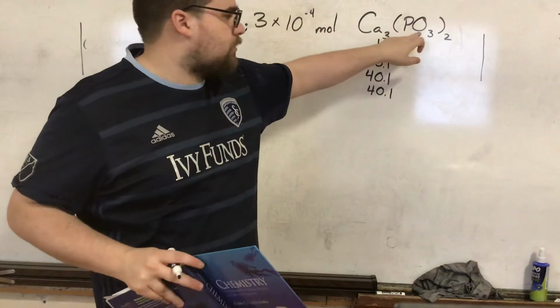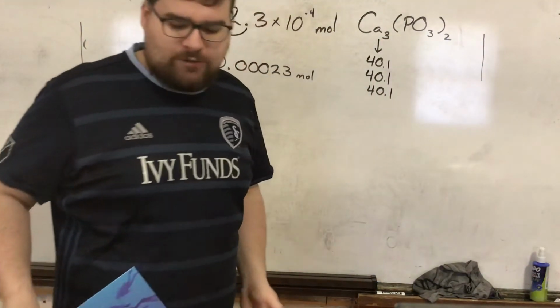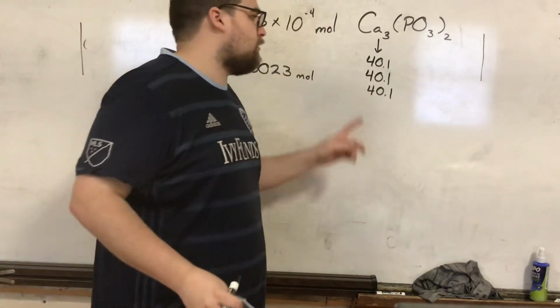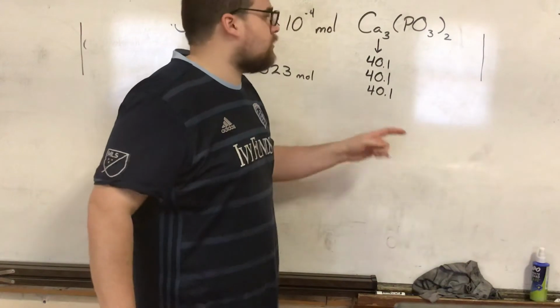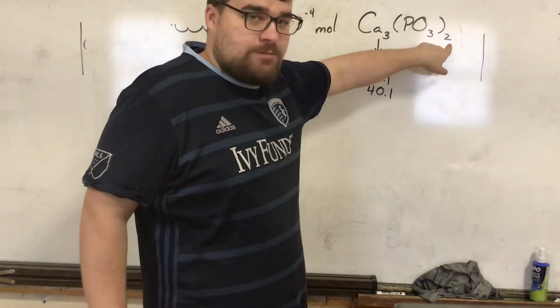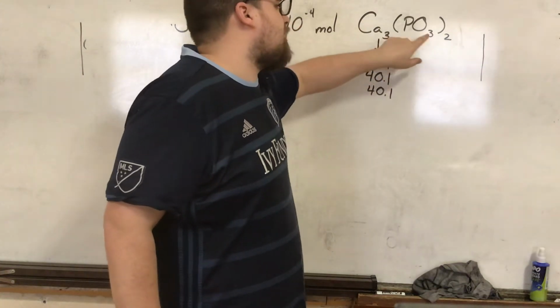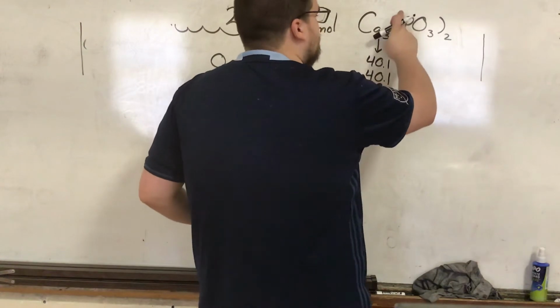Phosphorus and oxygen, right? How many phosphorus do we have? Well, it looks like we have 1 because there's no subscript. But we talked last week about whenever we have these parentheses and a subscript outside of them, that this subscript is actually applying to everything in there. So let's write this how it actually is.